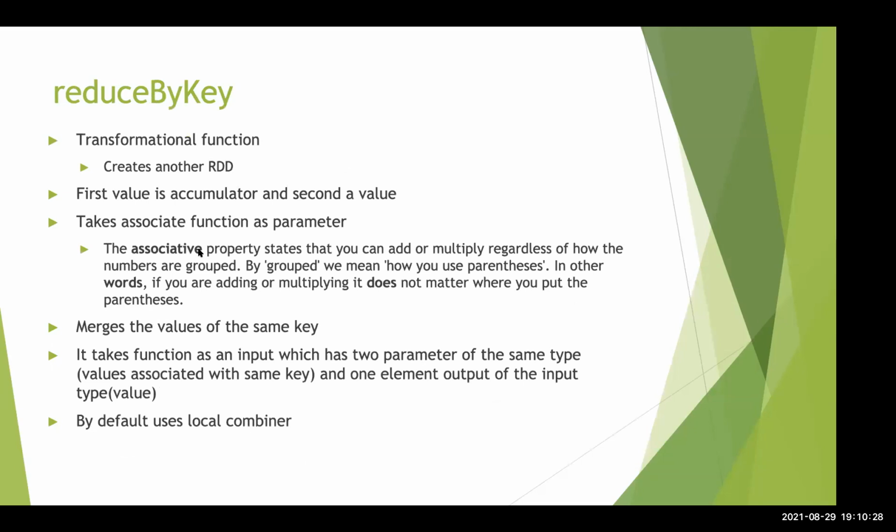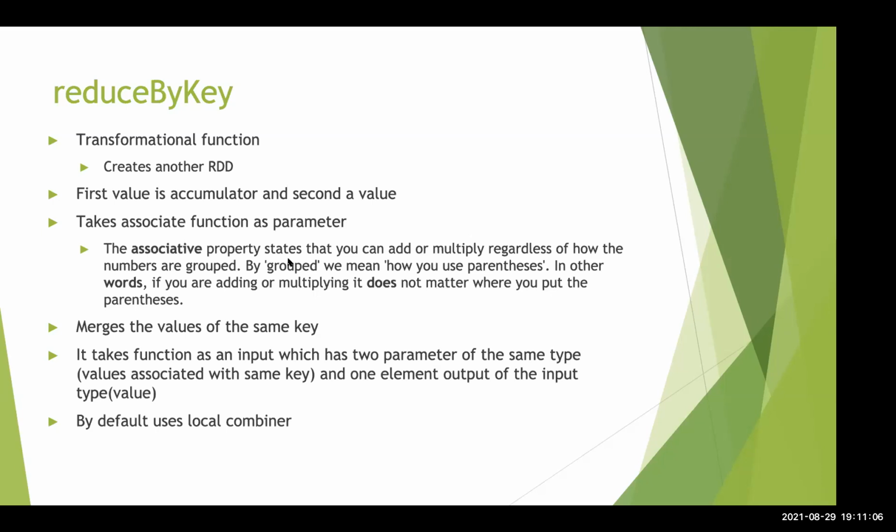Reduce by key, I think you must know this by now. Reduce by key is a transformation function, and like any other transformation, it takes an RDD. It takes the first value as the accumulator and the second value as a value, and I'll have an example of that in the coming slide. When you are dealing with reduce by key or aggregate by key, you need to know what the associative property is, which I have explained with an example later.